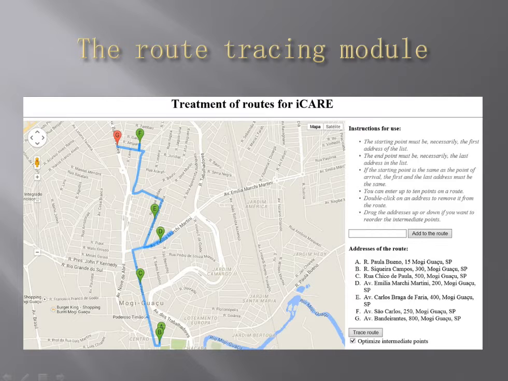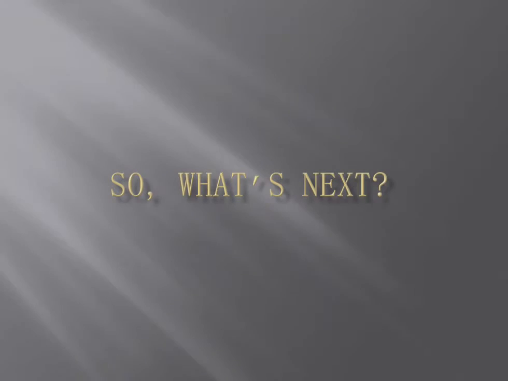In the box at the right side of the browser, just insert an address to be located and, then, click on the Add to the Route button. Insert all the addresses of the route that you want to trace. Next, just click on the Trace Route button at the bottom of the interface to trace the route. So, what's next?